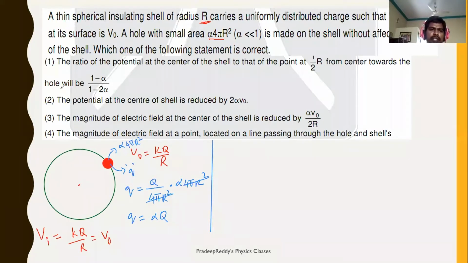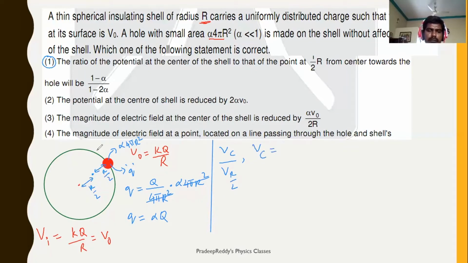Now let us cross-check all these options. Now see, as it is a JEE Advanced question, we are now checking this option. The ratio of the potential at the center of the shell to that at the point at 1 by 2 R from the center towards the hole will be dash. So here let us consider this distance is R by 2. This distance is R by 2. I want to now find out the ratio of the potential at the center divided by the potential at a distance R by 2. Okay. First let me find out the potential at the center.